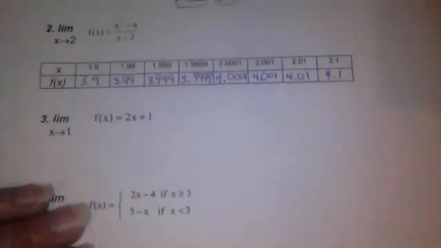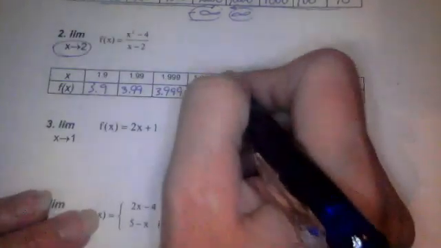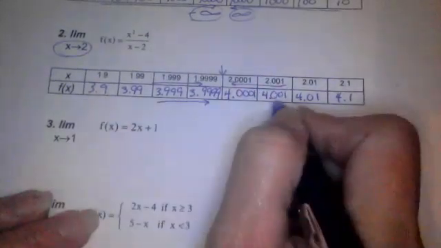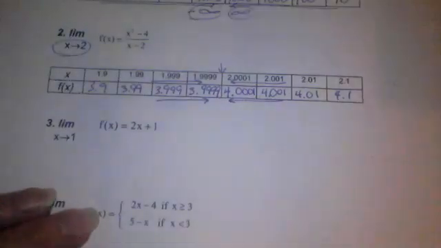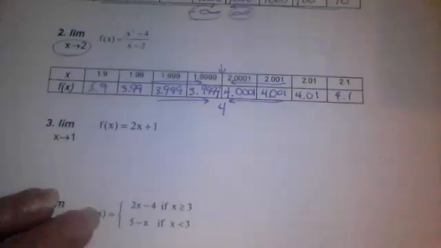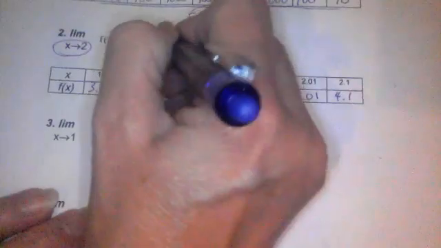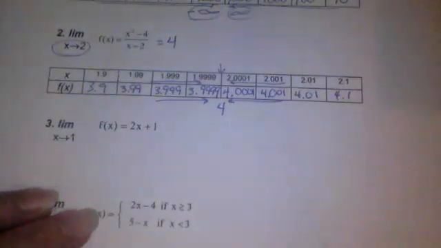All right. So as I look at this chart, it says the limit as x approaches 2, and so we're approaching 2 right here, coming in from the left and from the right. And if I look at the left and right y values, these look like they are getting close to 4. It looks like this limit is going to be 4.